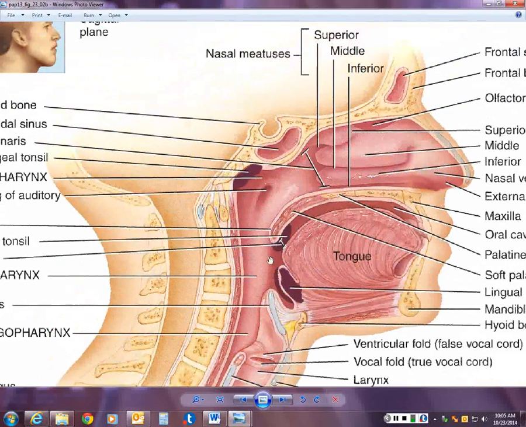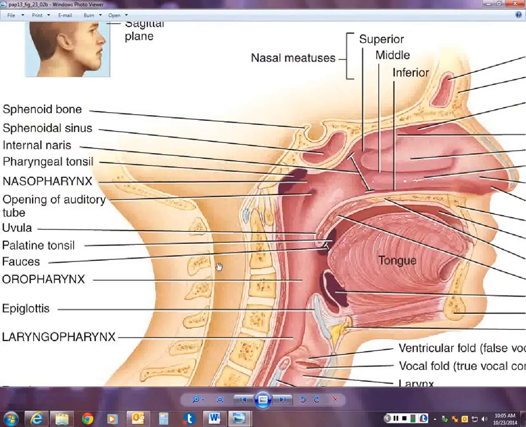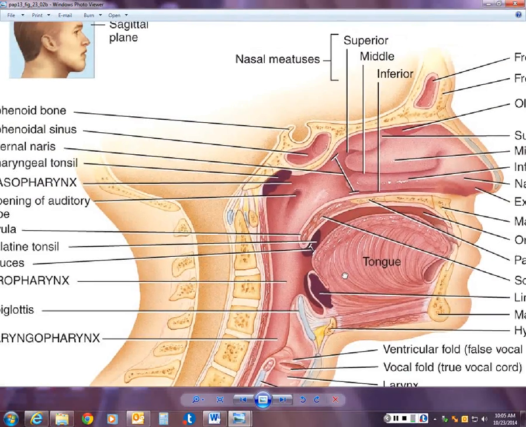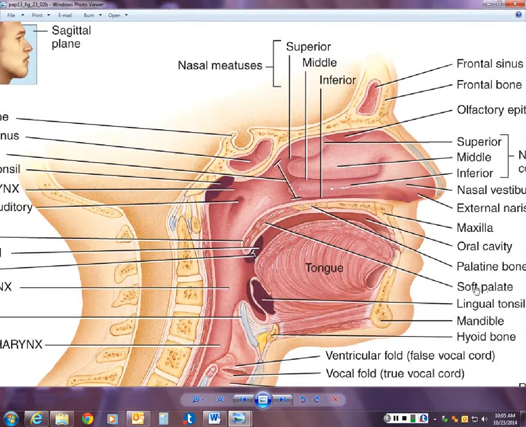Within the oropharynx, you're going to see a few major structures. We'll begin with the tonsils. Two sets of tonsils exist within the oropharynx. They're going to be the palatine tonsil, seen here, and also the lingual tonsil at the back of the tongue. The palatine tonsil is seen in association with the soft palate, hence the name palatine tonsil.